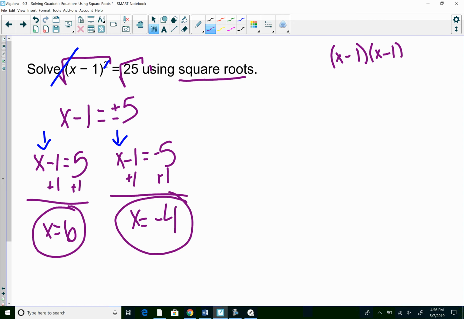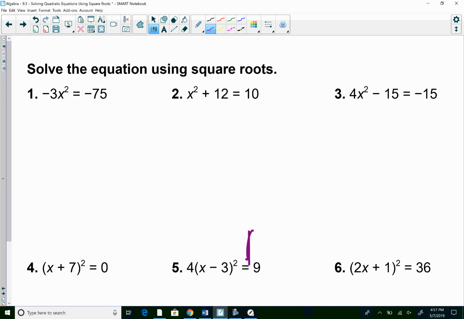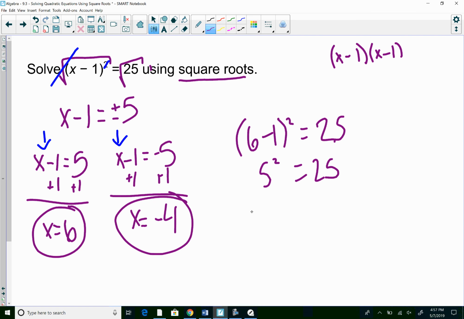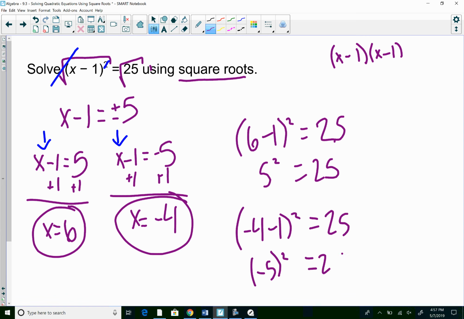Basically, you guys, you should be able to take each of these and plug them in. So 6 minus 1 turns into 5 squared, that turns into 25. If you take -4 minus 1 squared, -4 minus 1 is -5. -5 squared again will just turn into 25. So plug both of these back in, check to make sure that they work.